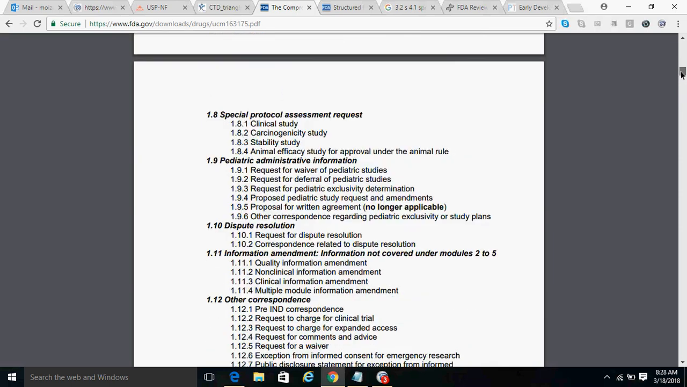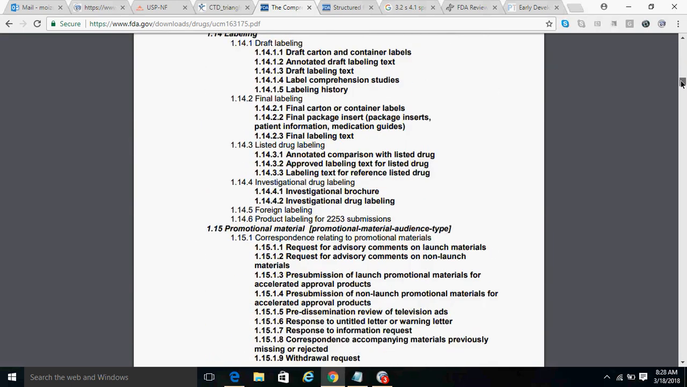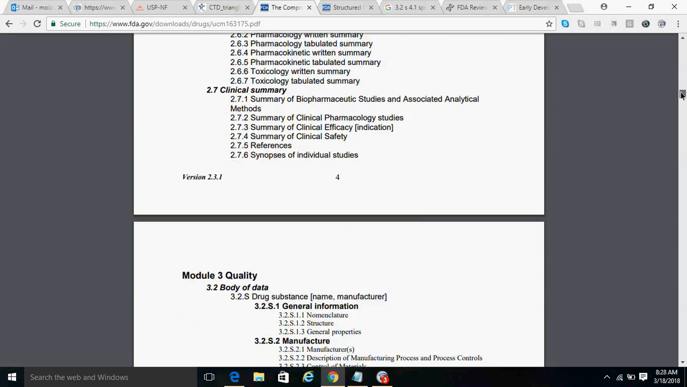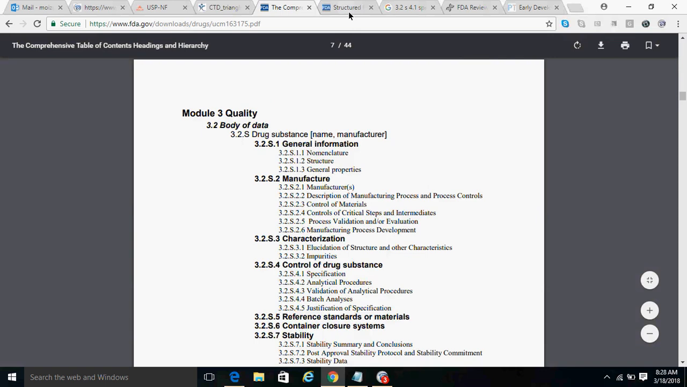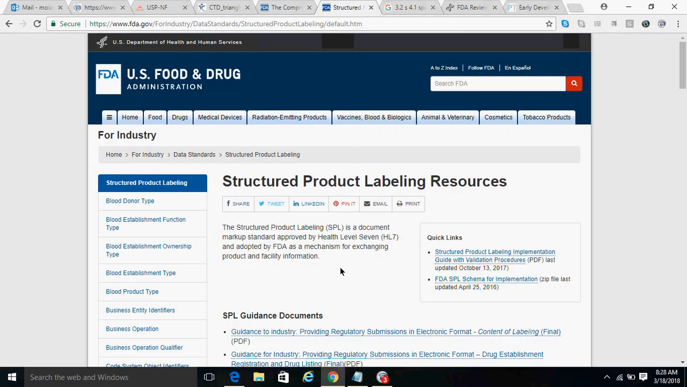One more thing. There is another web portal, which is called Structured Product Labeling Resources. Basically, if you want to share your information with FDA, the FDA has developed a portal where you can exchange the product information as well as the facility information.